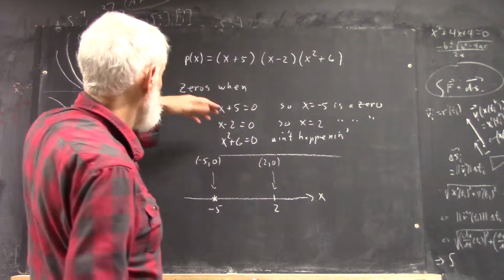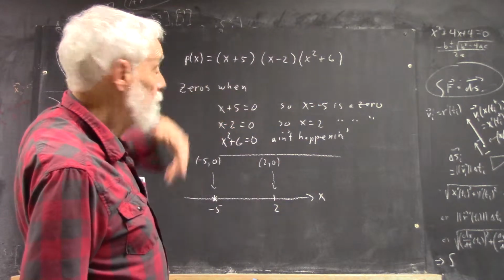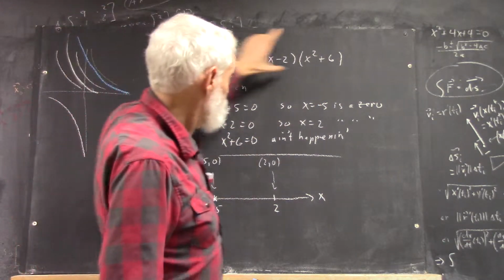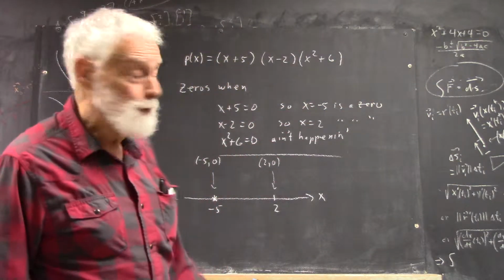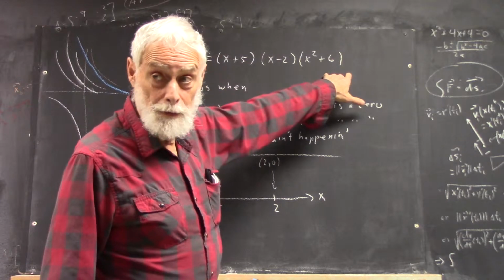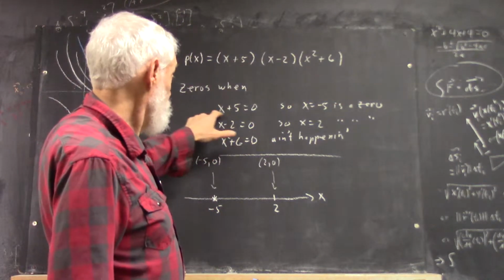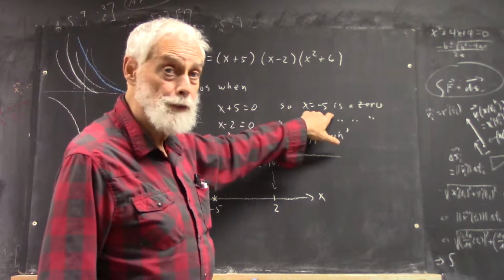Okay, now quickly what I just said. You got this polynomial. Its zeros occur when this expression is equal to 0, which can only happen if this is 0, or this is 0, or this is 0, right? So, when is this 0? Well, when x plus 5 is 0, that happens when x is negative 5, right?